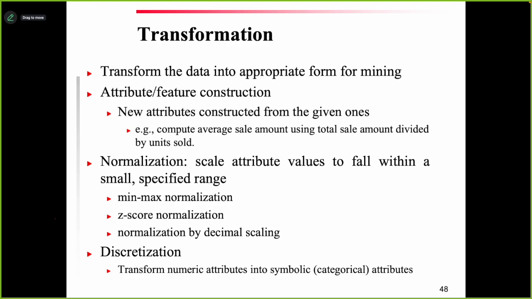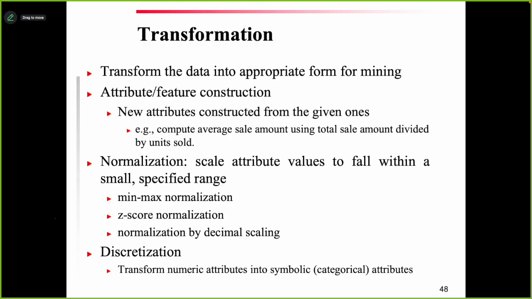And then normalization. In data transformation, another type is normalization. So how do we transform using normalization? We just rescale our attribute values to fall within a small specified range, for example, between 0 and 1. And this is very helpful if you have different features with very different ranges.